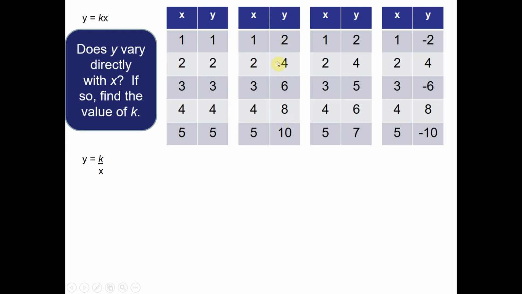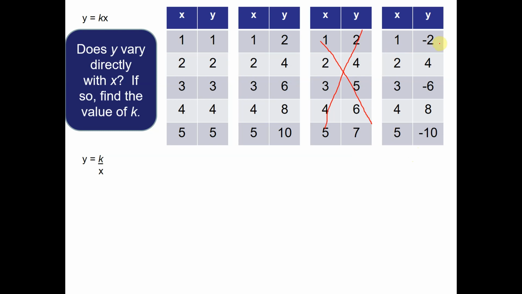1 times 2, 2 times 2, 3 times 2, 4 times 2, 5 times 2. Yeah, so I always multiply by 2. So the constant of variation, k, is 2 here, right? So these are both yes. k was 1, k was 2. How about this guy? 1 times 2, 2 times 2, 3 times... That is not times 2. Wait a minute. So is this direct variation or not? It's not, right? So this is a no. Nope. How about the last one?